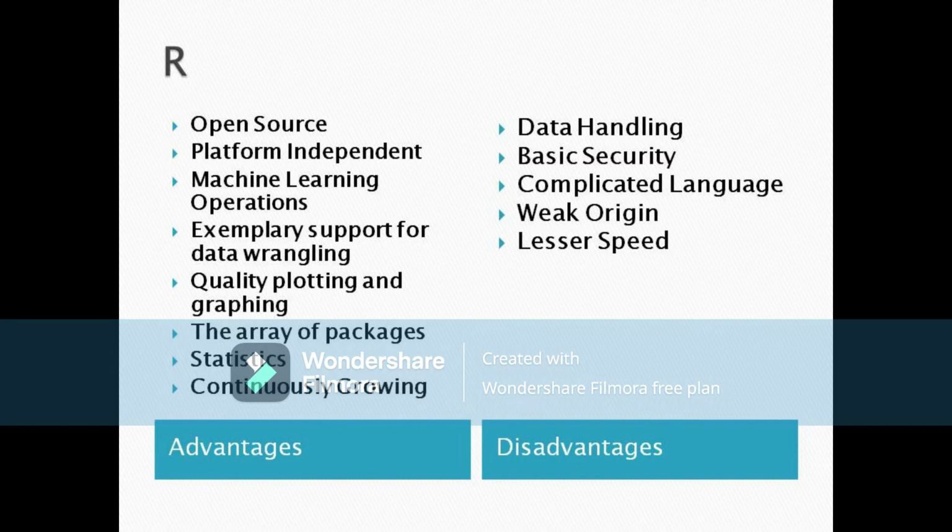Then the statistical part. R is very important if someone is going to learn statistics, right? So R is predominant over other programming languages for the development of statistical tools. And also it is continuously growing. That means we have changes or developments over time, right?